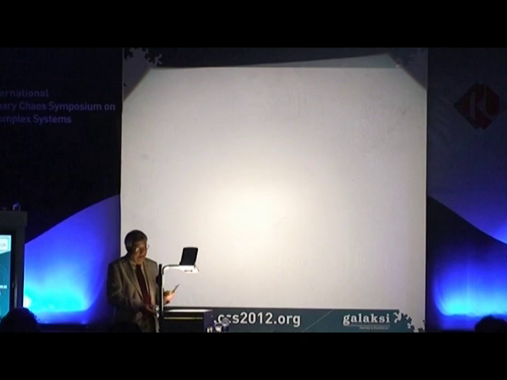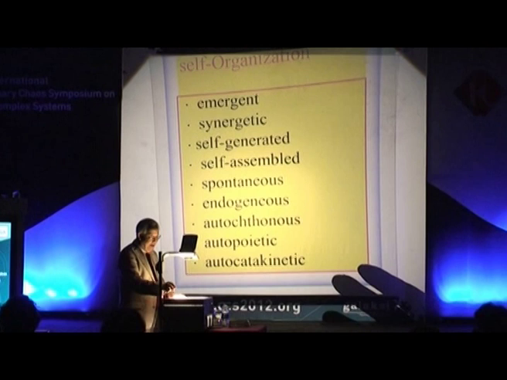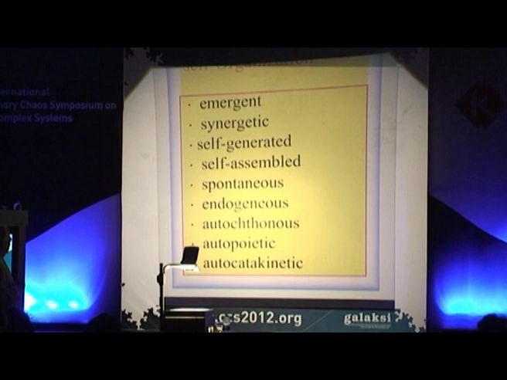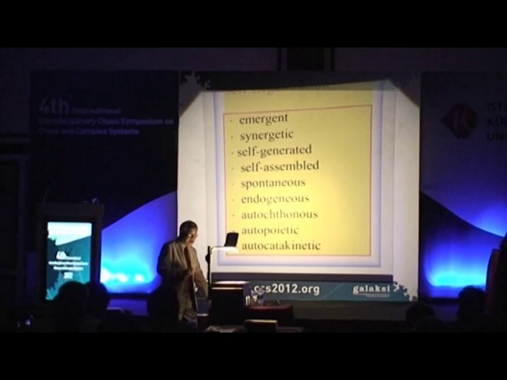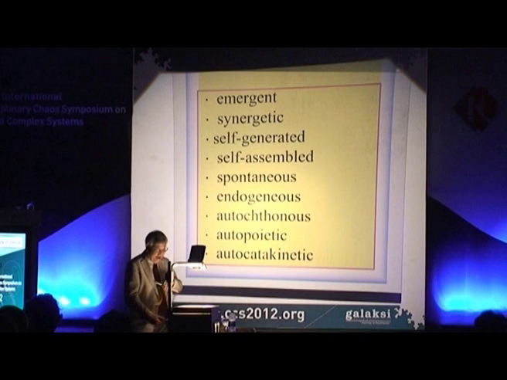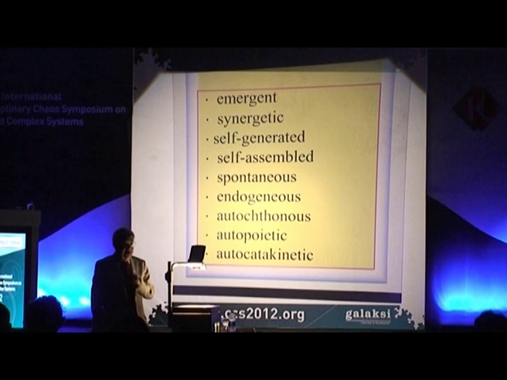And here's one last slide to show you that these words all mean the same thing. Emergent, synergetic, self-generated, self-assembled, spontaneous, endogenous, autochthonous, autopoietic, autocatakinetic. So these words are pretty intimidating, and for the uninitiated, this is very confusing. And I will tell you, these all mean the same thing. They are all jargon. They are all examples. They have no theory.